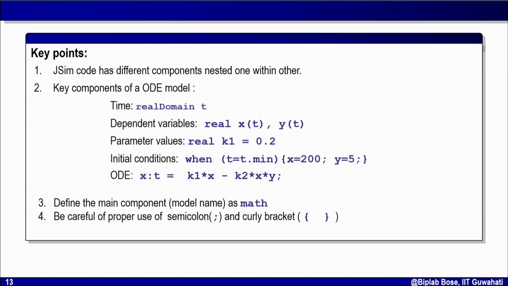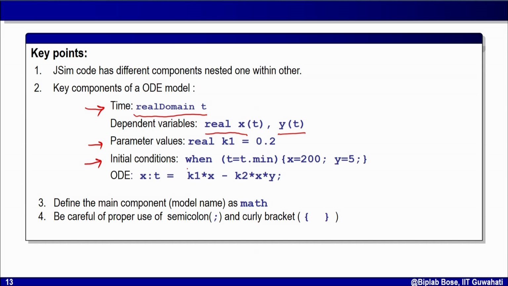The key components of the model you should not forget are: time, that is the independent variable, that you define as real domain t. You have to define the dependent variables, like defined here as real x(t) and y(t). You have to define the parameter values. Without numerical values of parameters, you cannot do numerical simulation. You have to define the initial condition. Without that initial condition, your numerical solution cannot be obtained.